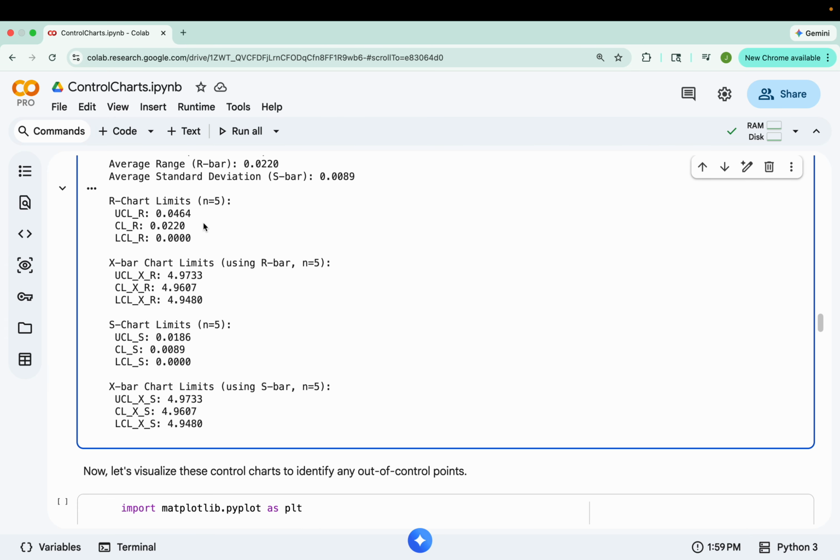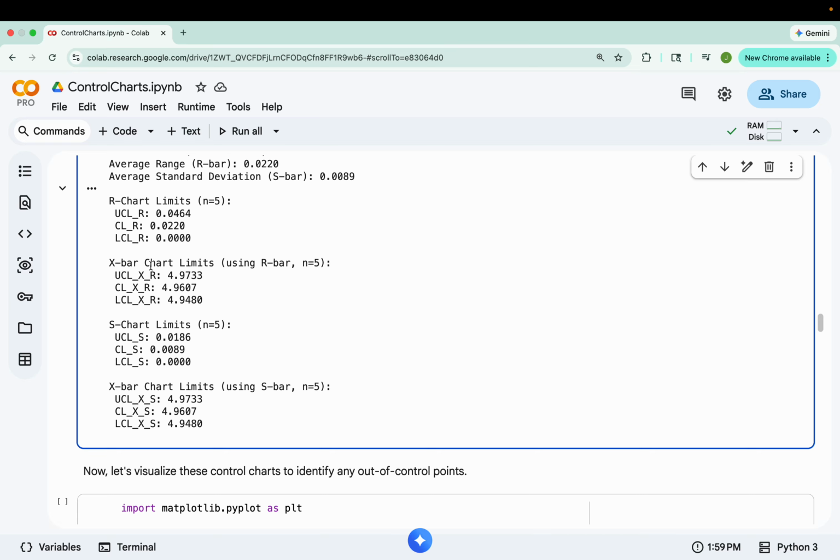So the range chart limit is 0.046 from the max to the min in the upper control. The lower control is 0. Okay. Then the center line for range is 0.02. So the average range is about 0.02 units of length.